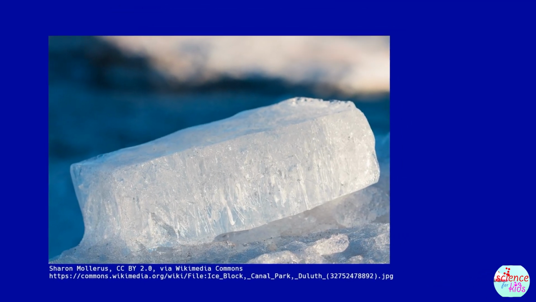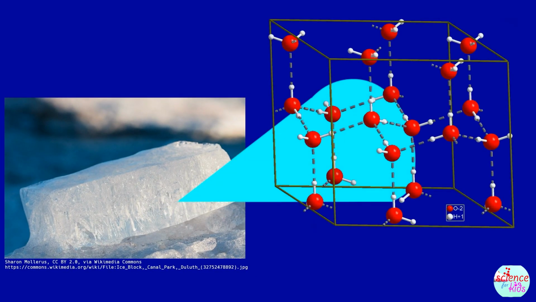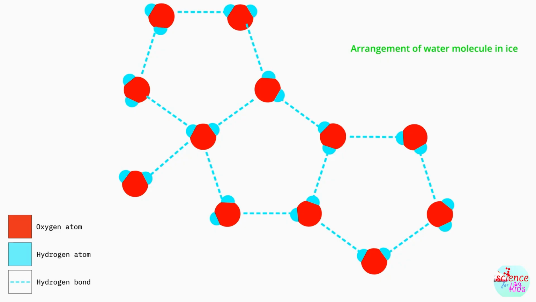Ice, as you know, is less dense compared to water. It has a crystalline structure, which means it has a lot of space between the molecules, as you can see in the diagram, and so it is less dense compared to liquid water. If the temperature is increased, the ice starts melting.